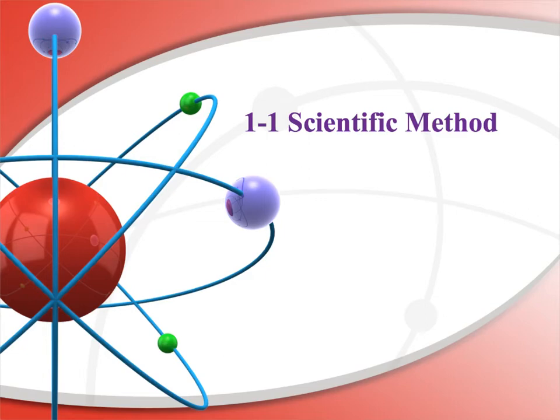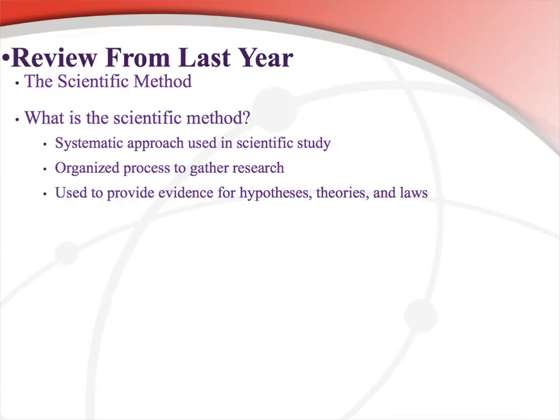Our very first lesson is on the scientific method. So for definition, what is it? It's a systematic approach used in scientific study. It's an organized process to gather research. It's used to provide evidence for hypotheses, theories, and laws.